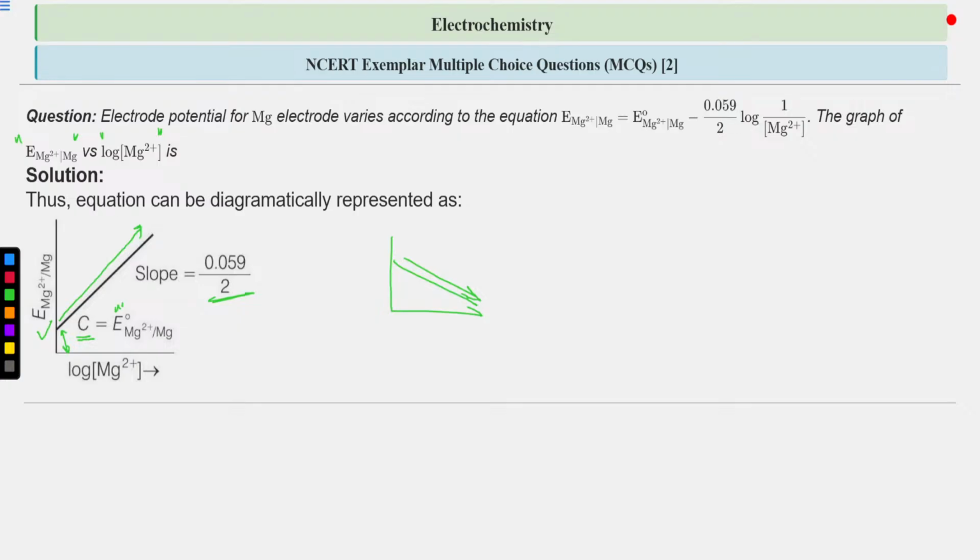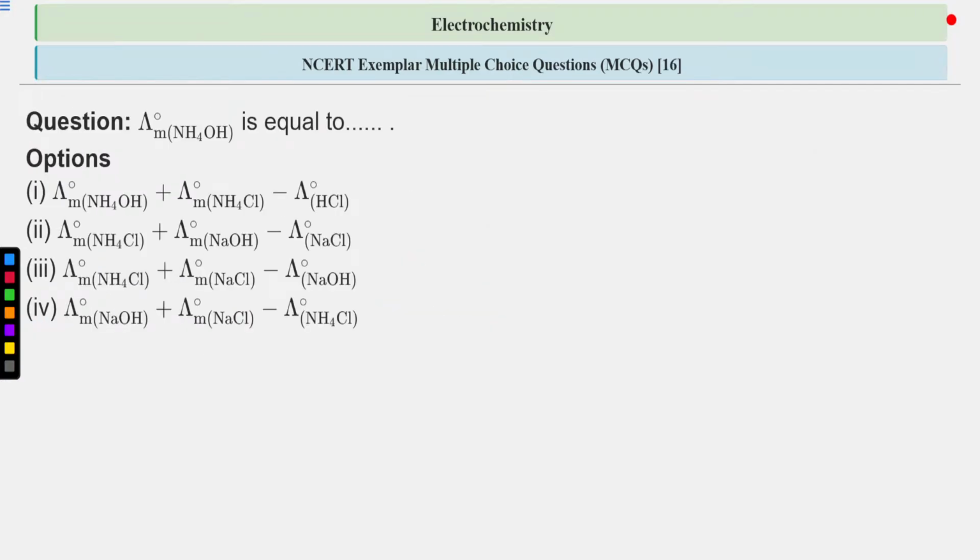So that's why the correct answer is the diagram with this slope, which is our second option. Okay, so let's see the next question.